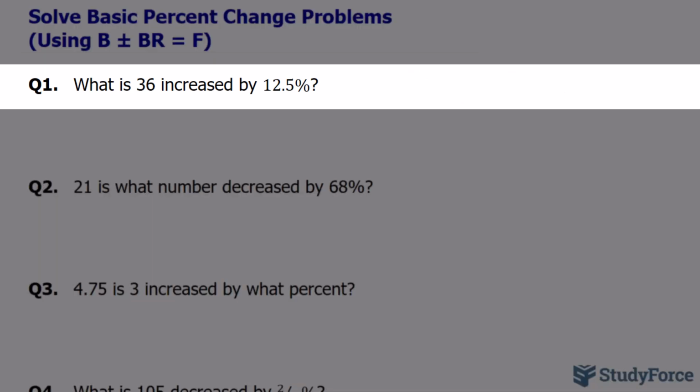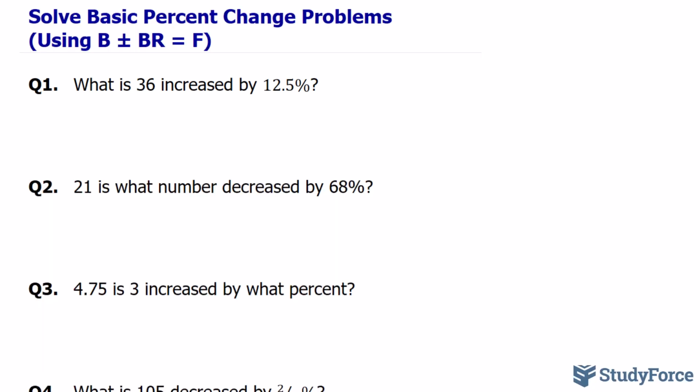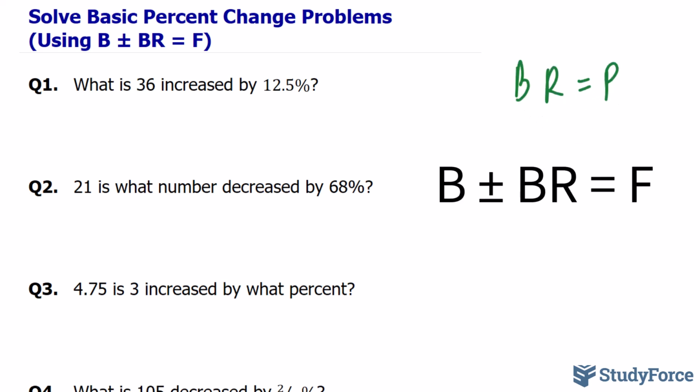In the first question we're asked, what is 36 increased by 12.5%? Now before you continue watching, it is advised that you review a video I made previously on percent proportion problems, where we learned that by multiplying the base value with the rate, we find the portion of the base. Notice how this forms the backbone of the formula we're using, where if we're looking to find the final amount after a change has occurred, we take whatever the base is and add or subtract to it the portion of the base, leading us to the final.